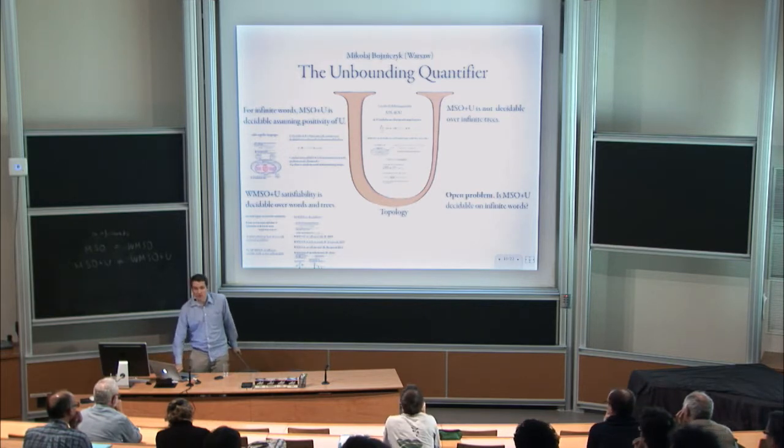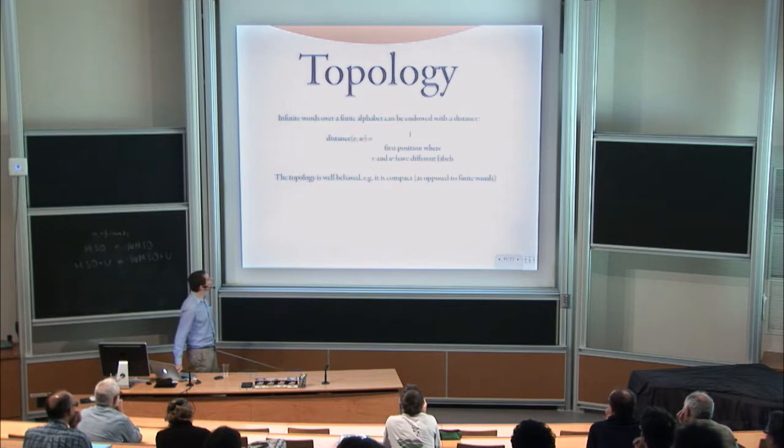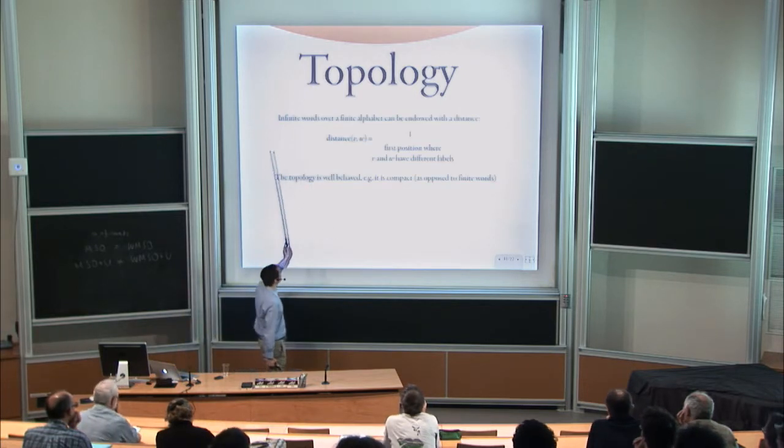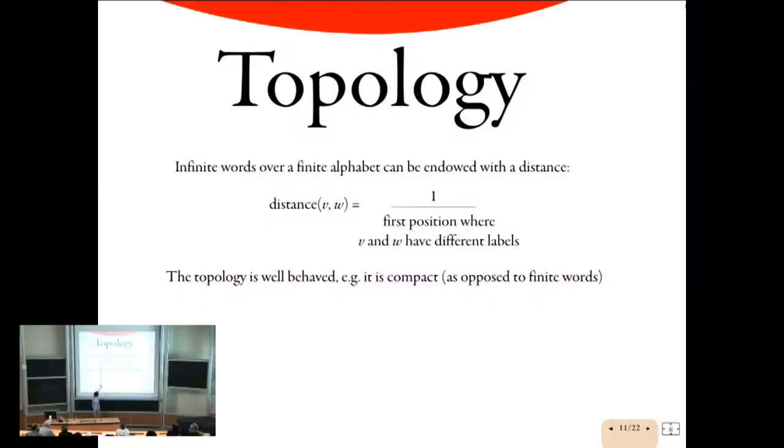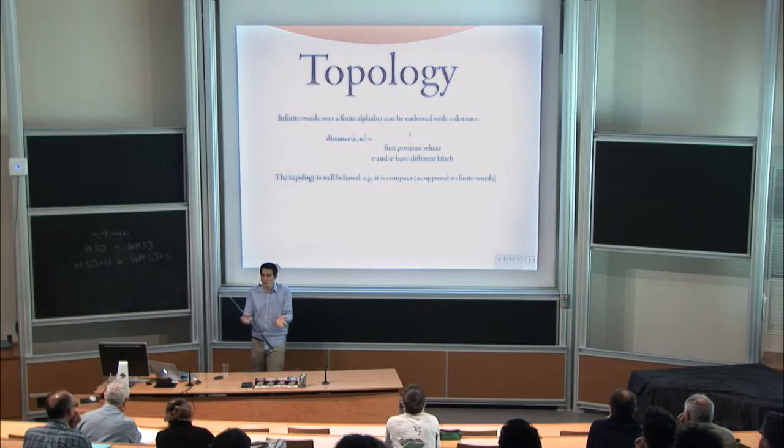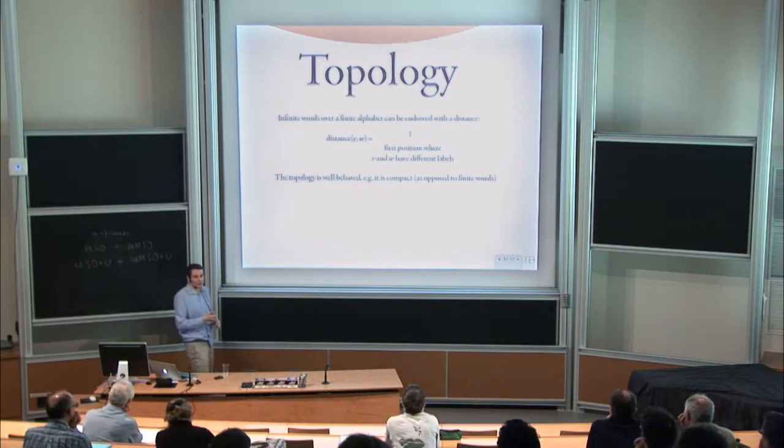So topology. What about topology? So we're going to be talking about topology on infinite words. So this is the distance. I mean, this was mentioned here several times, but implicitly. The distance between two infinite words is the inverse, or you can take the exponential here, of the first difference. It doesn't affect the topology. So two words are close if you have to wait a long time before they're different.